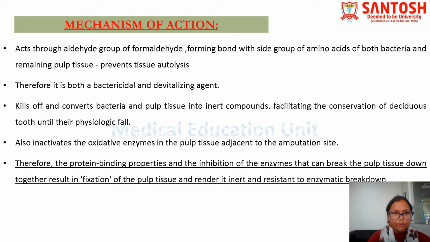Basically, the mechanism of action of formocresol is that it acts through the aldehyde group of the formaldehyde, and it forms a bond with the side groups of amino acids of both bacteria and the remaining pulp tissue, which prevents tissue autolysis. Therefore, it is both a bactericidal as well as a devitalizing agent. It kills and converts the bacteria and the pulp tissue into inert compounds, facilitating the conservation of the deciduous tooth until its physiologic fall. It also inactivates the oxidative enzymes in the pulp tissue adjacent to the amputation site.